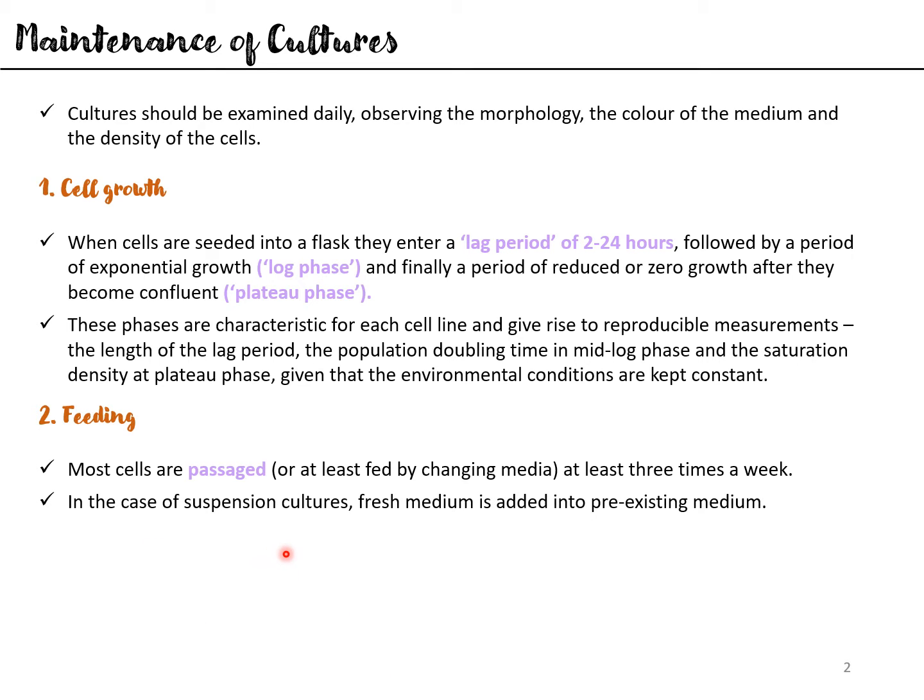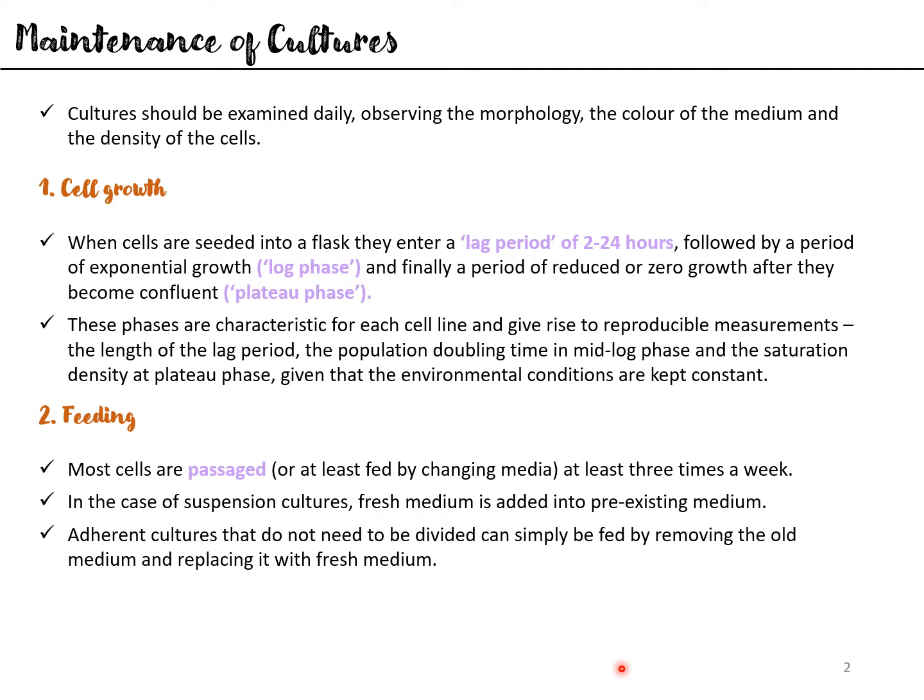In case of suspension cultures, you can simply add fresh medium into the pre-existing medium. Adherent cultures that do not need to be divided can simply be fed by removing the old media and replacing it with fresh media. So what do I mean by cultures that do not need to divide? For instance, if you're dealing with terminally differentiated cells which will not undergo further division, in that case, you can simply remove the old media and replace it with fresh media, providing the cells with nutrients that will ensure their survival.